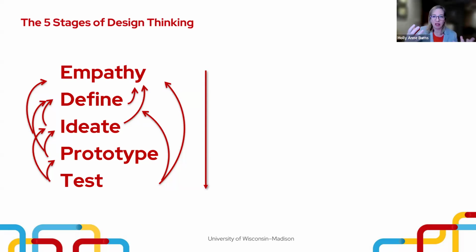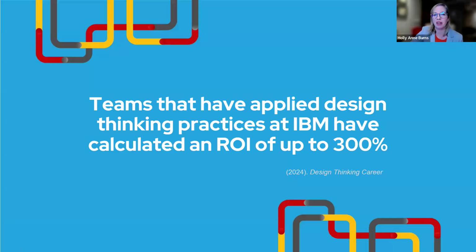And even at the test stage, that's when you're getting that juicy feedback, and you're going to get some feedback that tells you, I need to go back and make things better in this certain way. And it's not a criticism, it's simply a way to make the best possible solution for the end person, the person you're making your things for. Knowing that feedback is so crucial: teams that have applied design thinking practices at IBM have calculated an ROI of up to 300%.